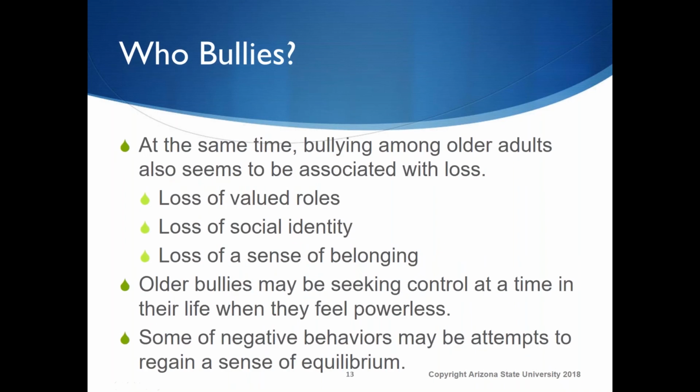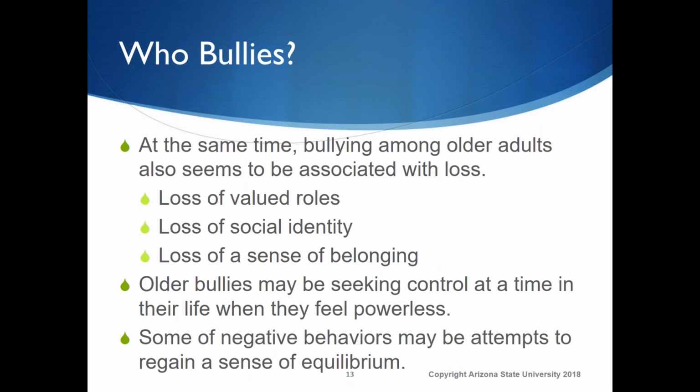And then what we've noticed for older people specifically who bully others is that it seems to be tied with loss. So loss of valued roles, loss of social identity, loss of a sense of belonging. For example, if they've had to leave their home, their neighborhood of many years to move into assisted living or some other type of senior housing, that's a big loss and hard to figure out, how do I fit in here?